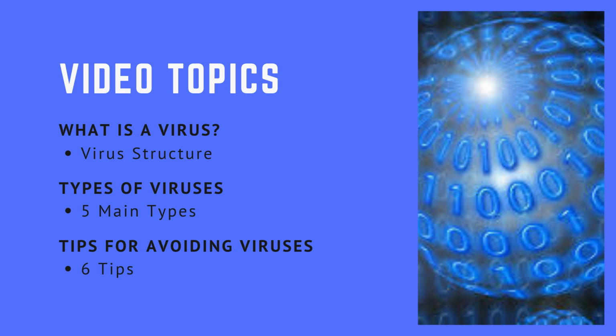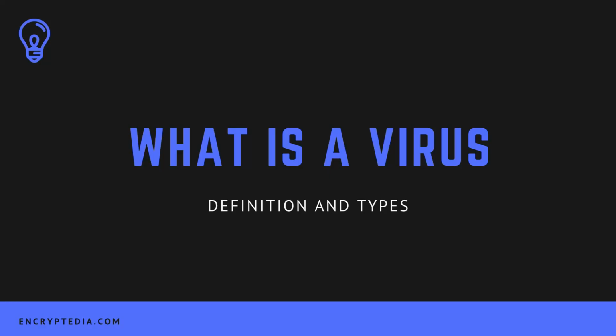Let's start by defining what a virus is. A virus is a piece of malicious software, also known as malware, that is able to self-replicate and acts to destroy or corrupt data. Let me know in the comments if you've ever gotten a virus.